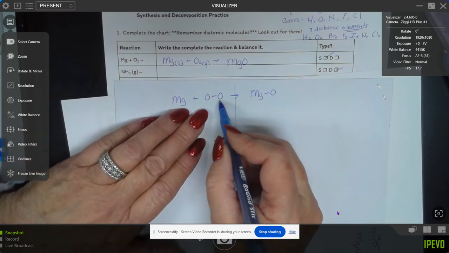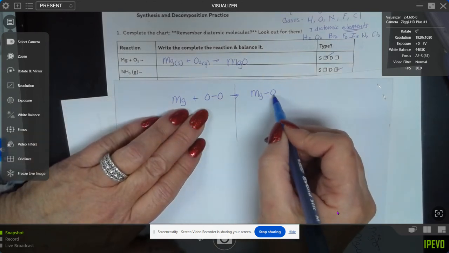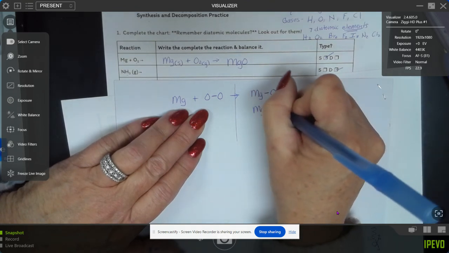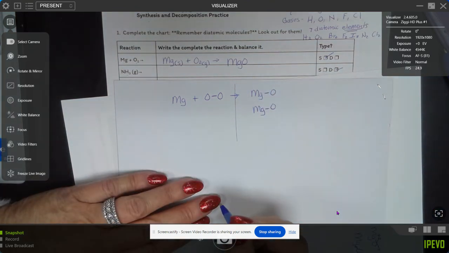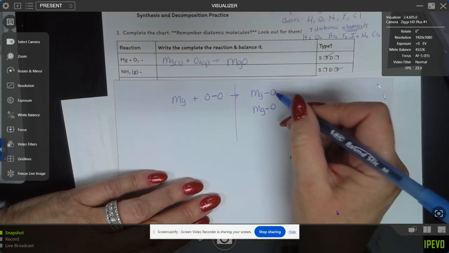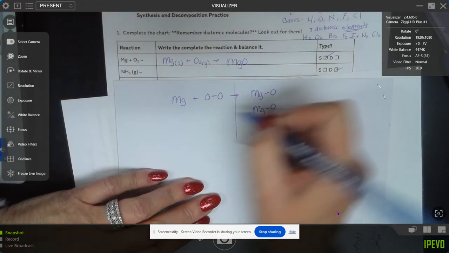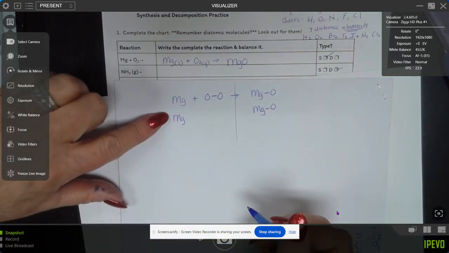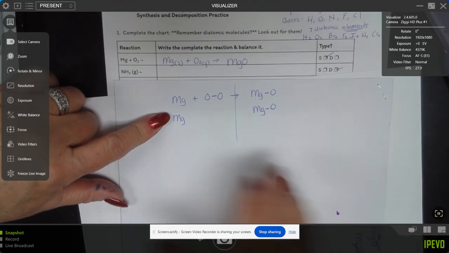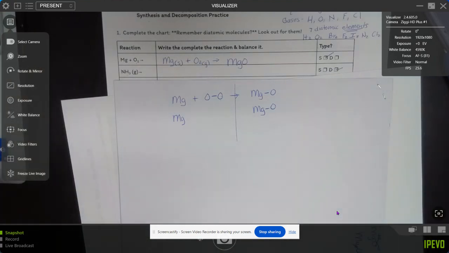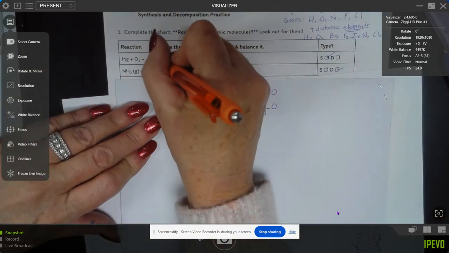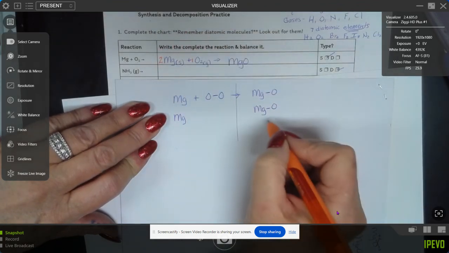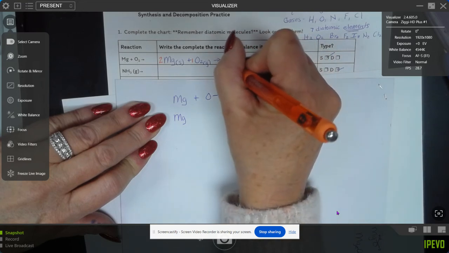So here I have 2 oxygens. Here I only have 1. The only way for me to get another oxygen is to draw a whole compound MgO. Now I've got 2 oxygens, but I've also got 2 magnesiums, so I need to draw another magnesium. So now my coefficients: I have 2 magnesium, so 2 here. I have 1 O2, and I have 2 magnesium oxide.